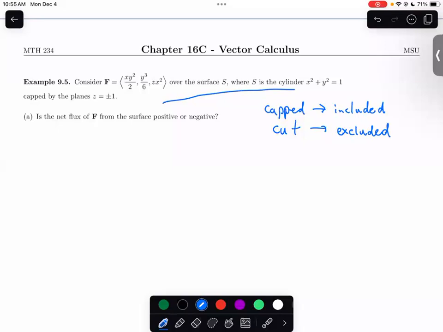Because with capped, when these are included, it's not just the cylinder itself, but you also include the top and the bottom. Now this is a closed surface. It completely surrounds some 3D region. And the divergence theorem can be applied to this surface. On the other hand, if it says cut, then we can't apply the divergence theorem because it's not completely enclosing some 3D region, since we don't have the top and the bottom. And so in that case, you'd have to use 16.7 methods in order to evaluate that problem. All right, so some key terminology there.